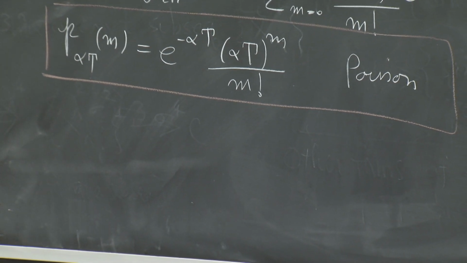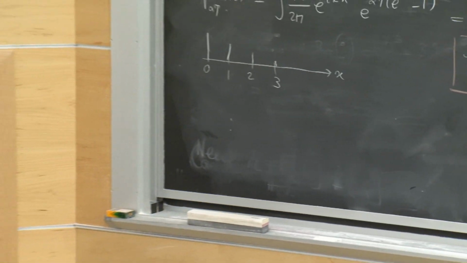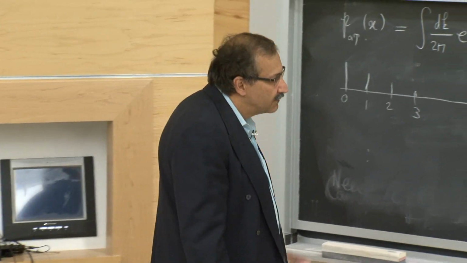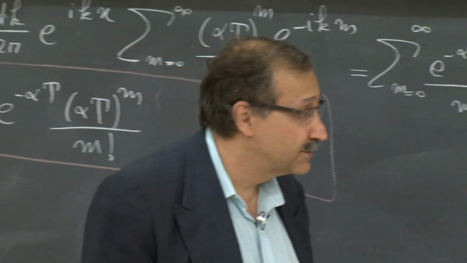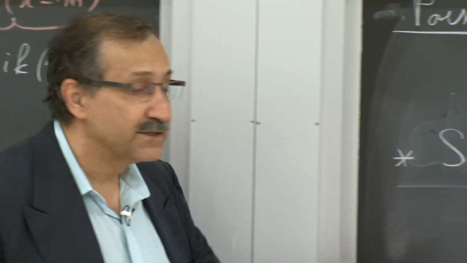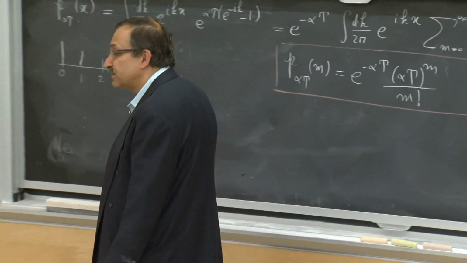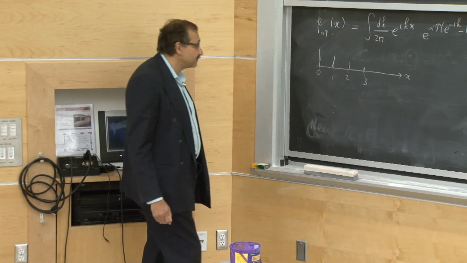Fine, so this is the Poisson distribution, but really we go through the route of the characteristic function in order to use this machinery that we developed earlier for the cumulants, etc.